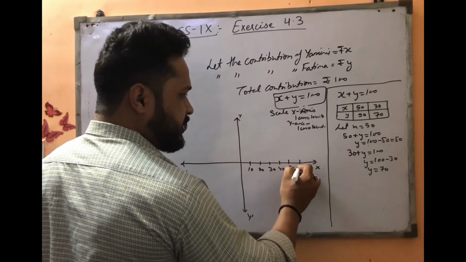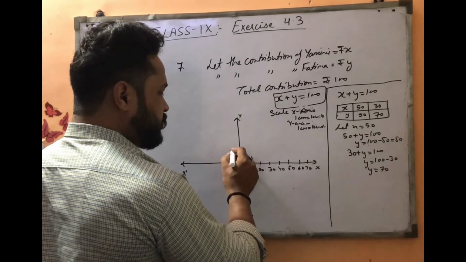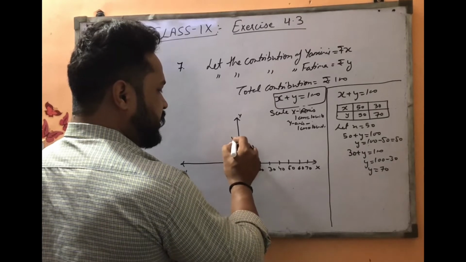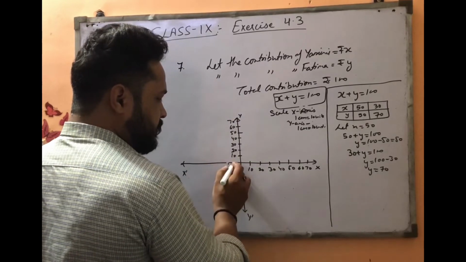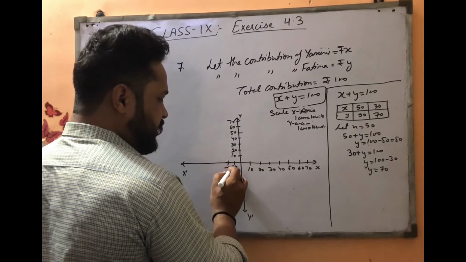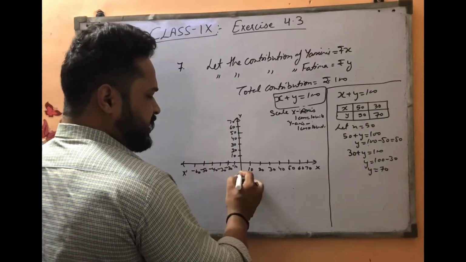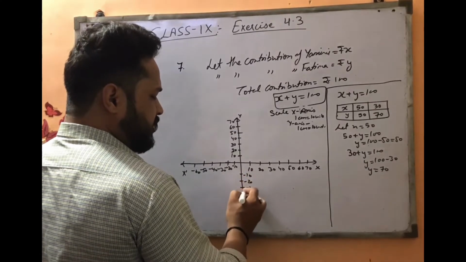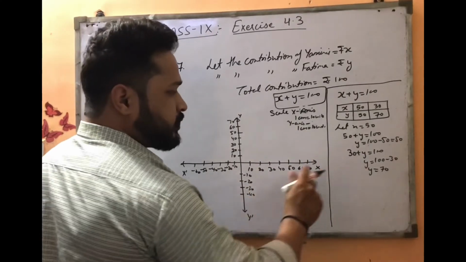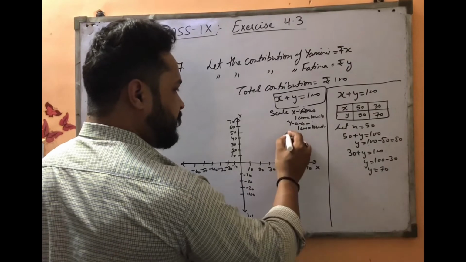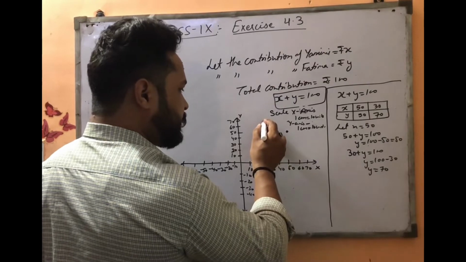40, 50, 60, 70. Similarly here, 10, 20, 30, 40, 50, 60, 70. Minus 10, minus 20, minus 30, minus 40, minus 50, minus 60. Similarly, minus 10, minus 20, minus 30, minus 40 and so on. So first you should always describe the scale. The first point is (50, 50), like here. The second one is (30, 70), like this.